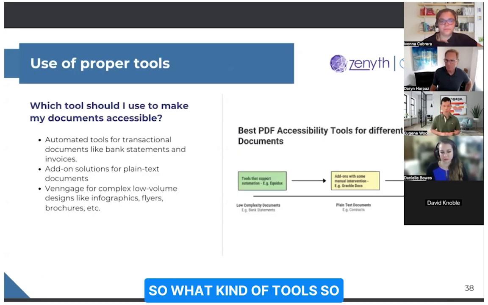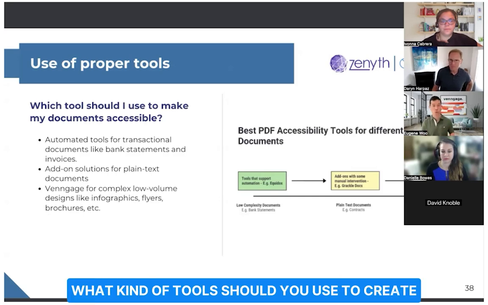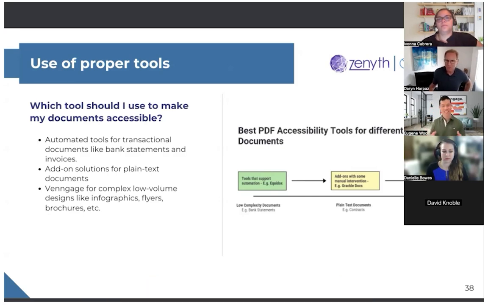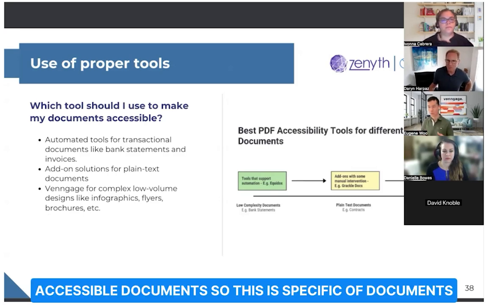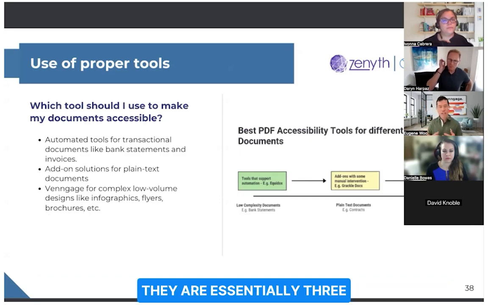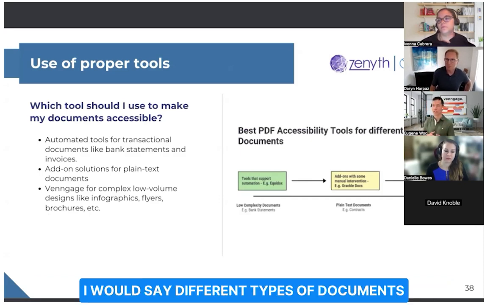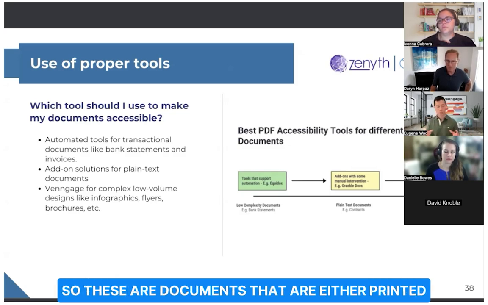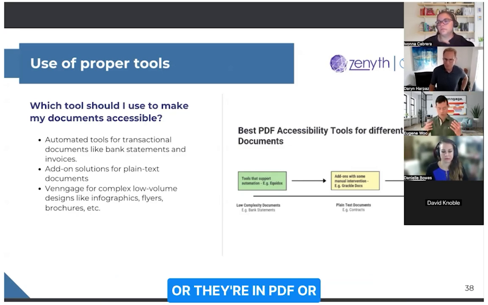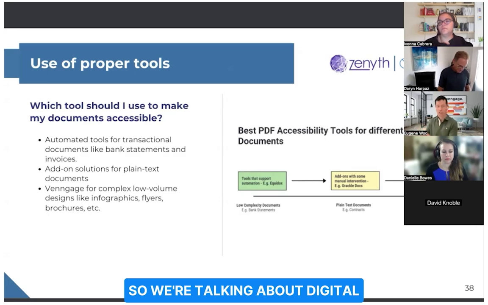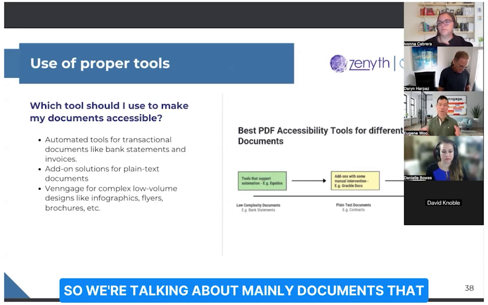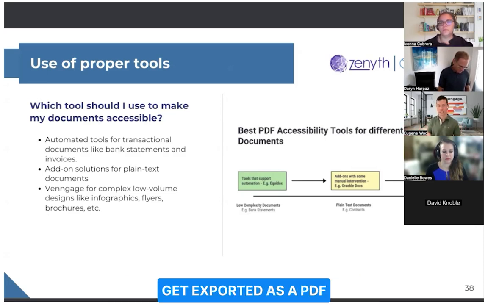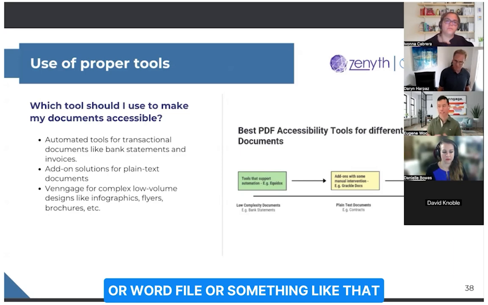So what kind of tools should you use to create accessible documents? This is specific to documents. There are essentially three, I would say, different types of documents, three levels of documents. One is documents that are either printed or in PDF form. So we're talking about digital. Let's forget about being printed. We're talking about mainly documents that get exported as a PDF or Word file or something like that.